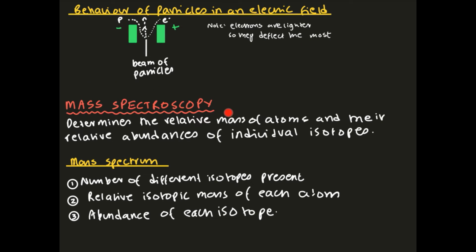Now we're going to be talking about the second section, which is mass spectroscopy. This is used to determine the relative mass of atoms and the relative abundances of individual isotopes. And a mass spectrum, which we're going to be taking a look at on the next slide, tells us 3 important things: the number of isotopes that are present, the relative isotopic mass of each of these, and the relative abundance of each isotope.